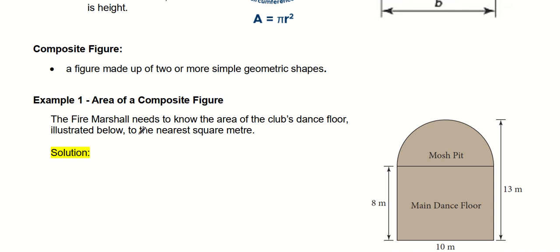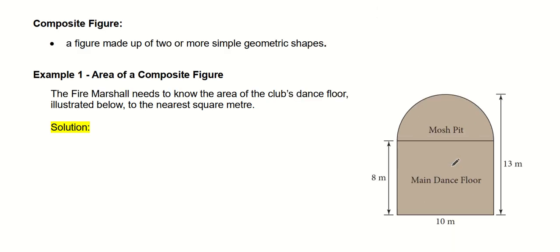The area of a composite figure. A fire marshal needs to know the area of the club's dance floor. The illustration is here. We have the mosh pit, and we have two shapes we can see. To solve these problems, sometimes you have to be a little bit creative, because I know this is a half circle. So I'm assuming this is going to be half a circle, and you're going to have to know what the radius is from here down to here.